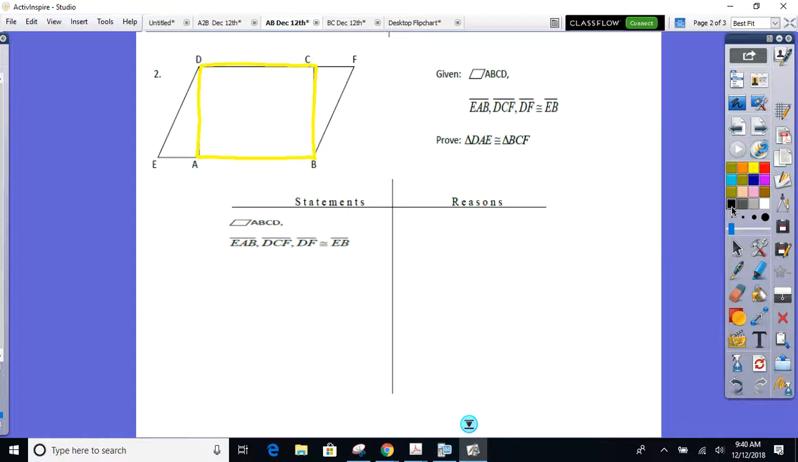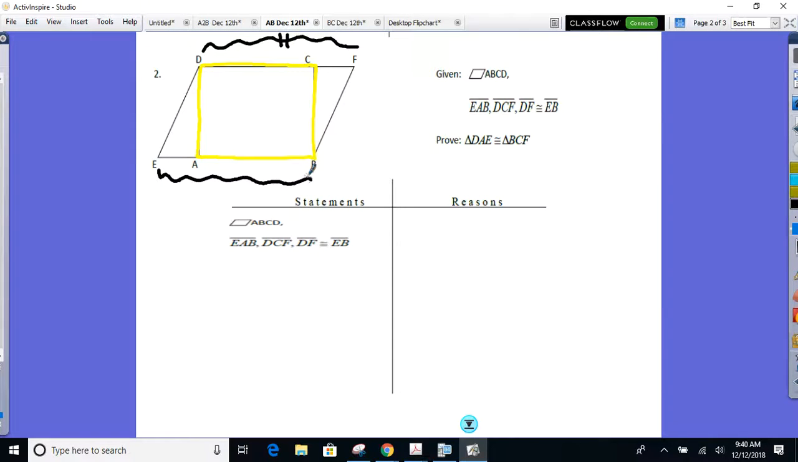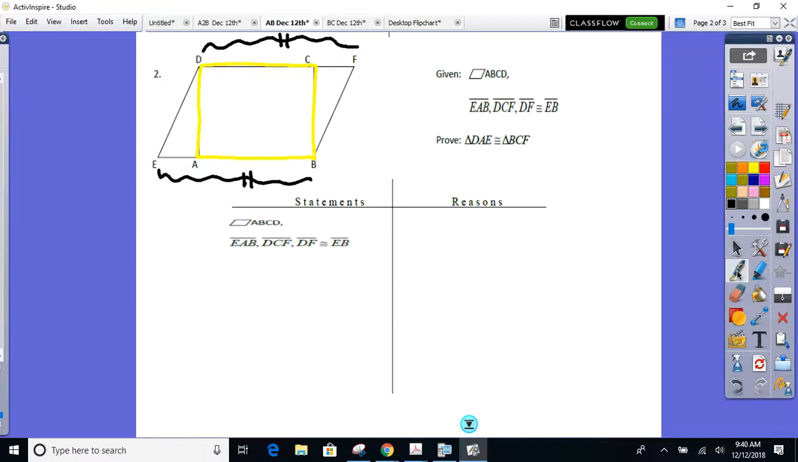And I'm also told that DF is congruent to EB. So all the way over here, congruent to all the way over here. And I got some straight lines that may help us out. Prove the two triangles congruent. All right, we need a review of this first.